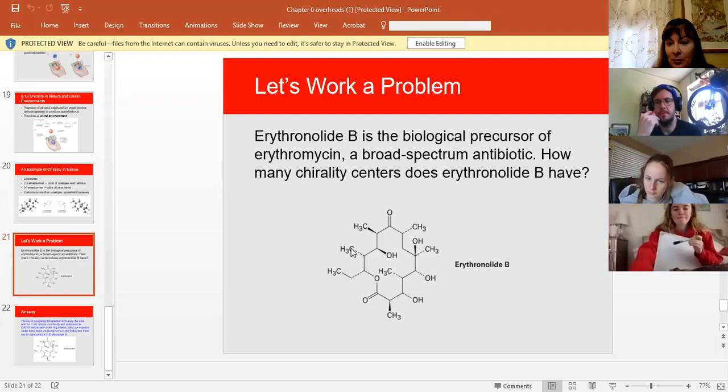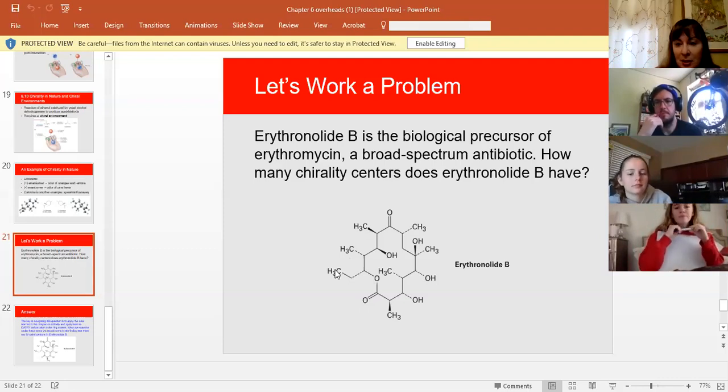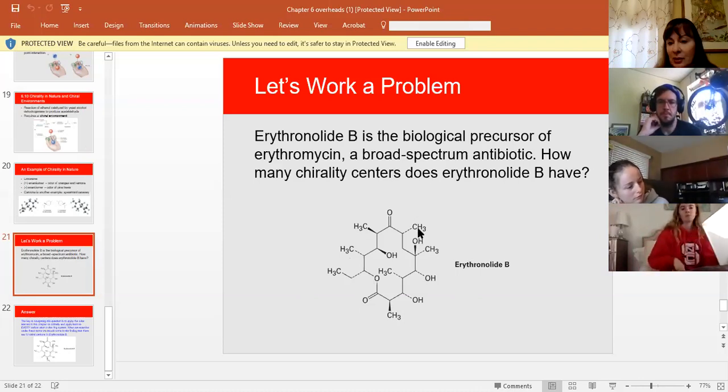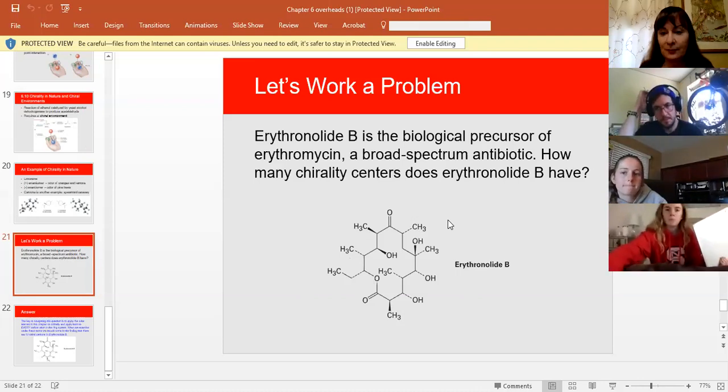How about this methyl group? Can it be a stereocenter? No. How about this one here? No. None of the methyl groups that are attached to the outside of this compound can be a stereocenter because they have identical substituents, okay? So we can rule those out.